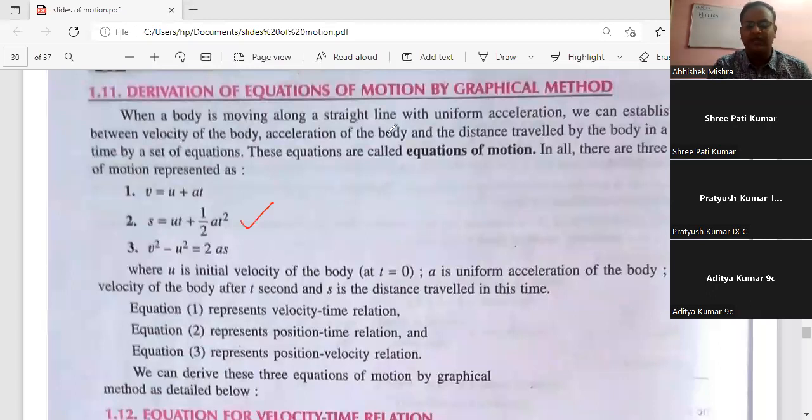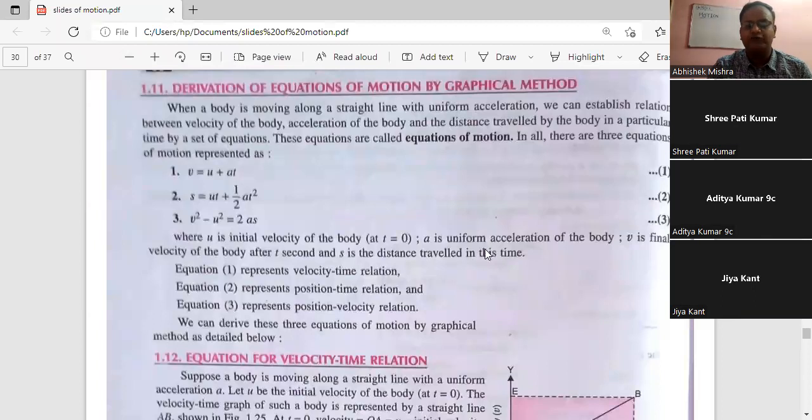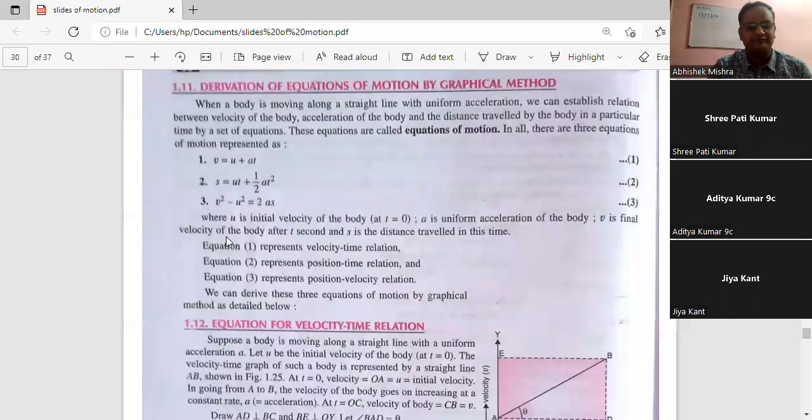And what does the abbreviation here represent? That I have already asked you all. That was u is the initial velocity at time when time is 0. Small a is the uniform acceleration of the body, and v is the final velocity of the body after time t seconds, and s is the distance covered.